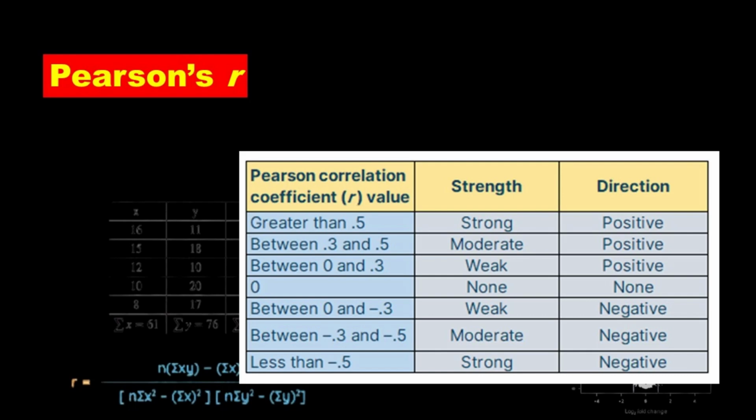If Pearson correlation coefficient R is between 0 and negative 0.3, strength is weak, direction is negative. If Pearson correlation coefficient R is between negative 0.3 and negative 0.5, strength is moderate, direction is negative. If Pearson correlation coefficient R is less than negative 0.5, strength is strong, direction is negative.